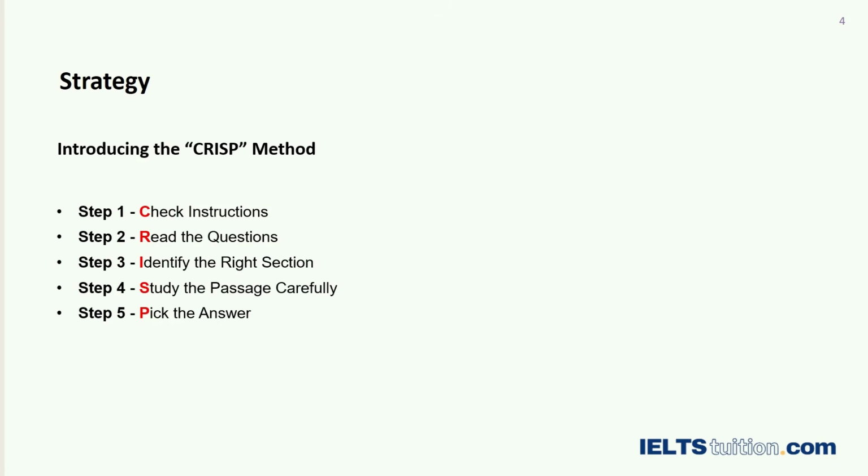First, let's talk about the C in CRISP. Check instructions. Whenever you face a multiple choice question, the first thing you should do is read the instructions very carefully. Instructions guide how you should approach the question and what exactly is being asked. Never assume you know what to do. Always check to avoid simple mistakes.